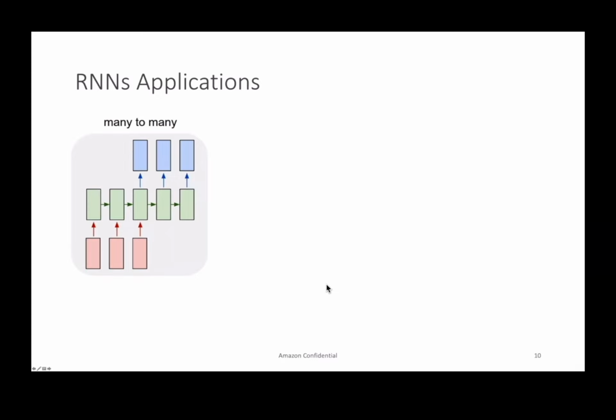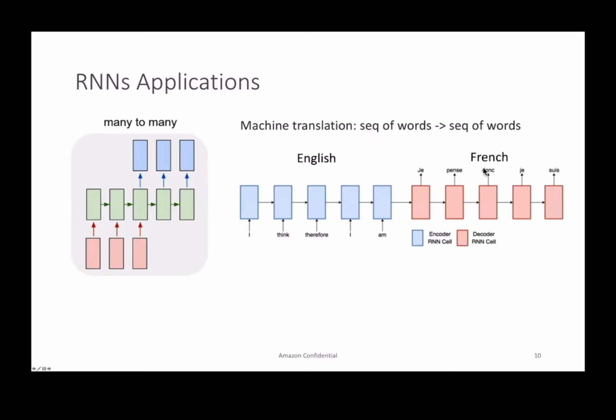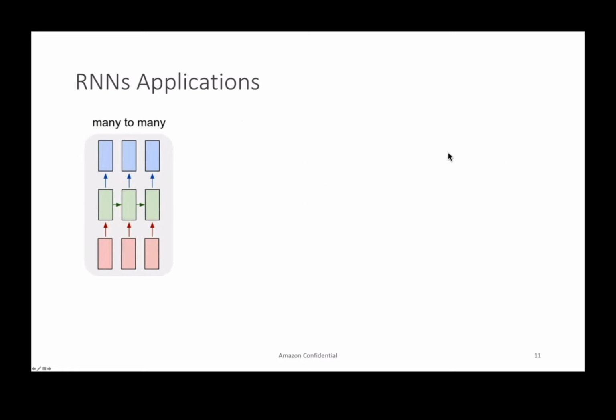Similarly, there could be applications wherein it is many to many. For example, machine translation is a direct example of that, wherein it takes a sequence in one language and then outputs it in a different language.